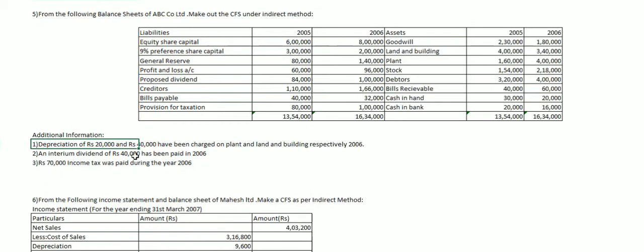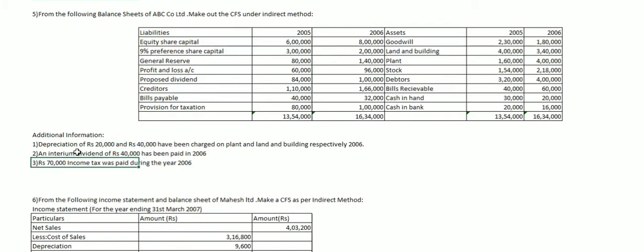So depreciation of rupees 20,000 and rupees 40,000 has been charged on plant and land and building respectively. So depreciation will be calculated and shown up in your ledger accounts, and this depreciation will also be shown up in your ledger accounts respectively, in your plant ledger account and in your land and building ledger account. And the depreciation will also be added to your non-cash or non-operating expenses.